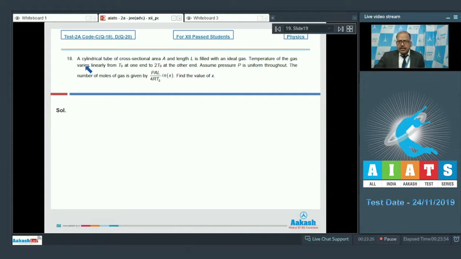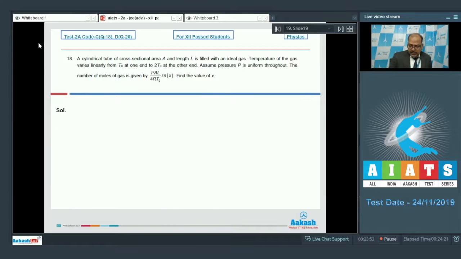Question 18 says, a cylindrical tube of cross-sectional area A and length L is filled with an ideal gas. Temperature of the gas varies linearly from T0 at one end to 2 T0 at the other end. Assume pressure P is uniform throughout. The number of moles of gas is given by PAL by 4 RT0 ln X. Find the value of X.